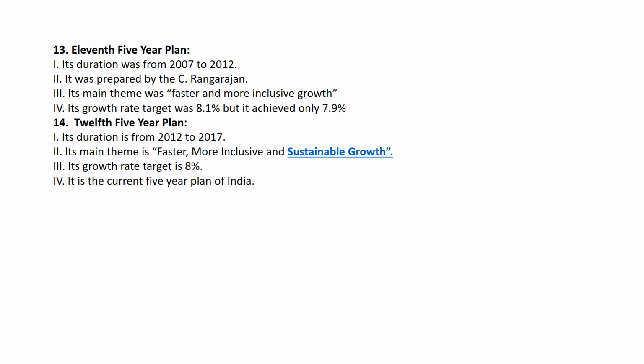Let's discuss the 12th 5-year plan and the last 5-year plan. Its duration is from 2012 to 2017. Its main theme is faster, more inclusive, and sustainable growth. Its growth rate target is 8%, and it is the current last 5-year plan of India.